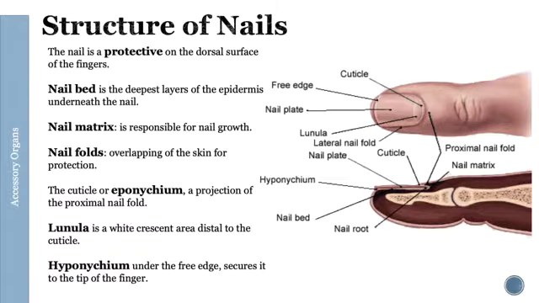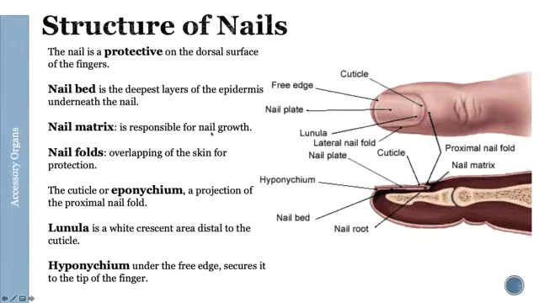We can easily find this stuff. The nail bed is the deepest layer of the epidermis underneath the nail. We can find it here. It's a very soft part of my epidermis, and it is protected by the nail on top. The nail matrix, very important this one, guys. The nail matrix is responsible for nail growth.